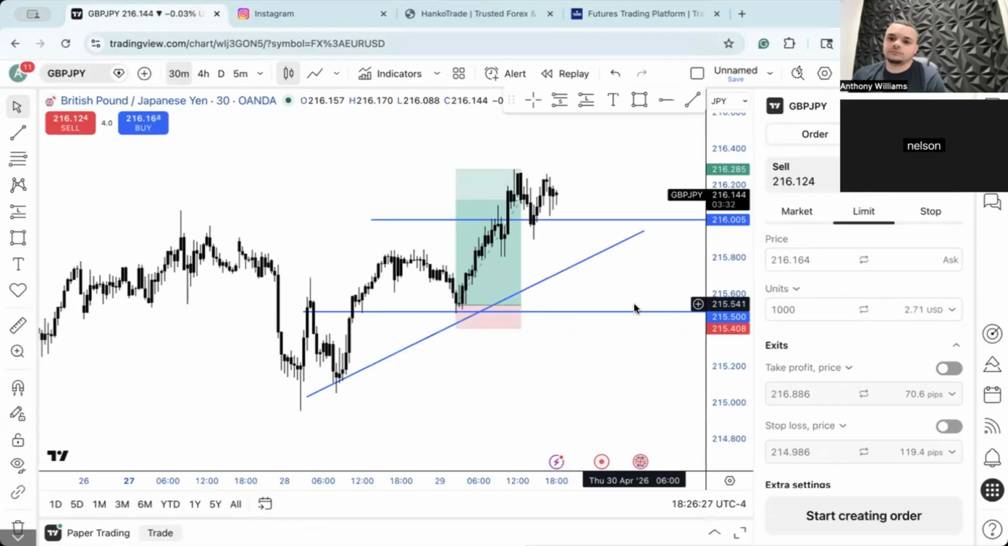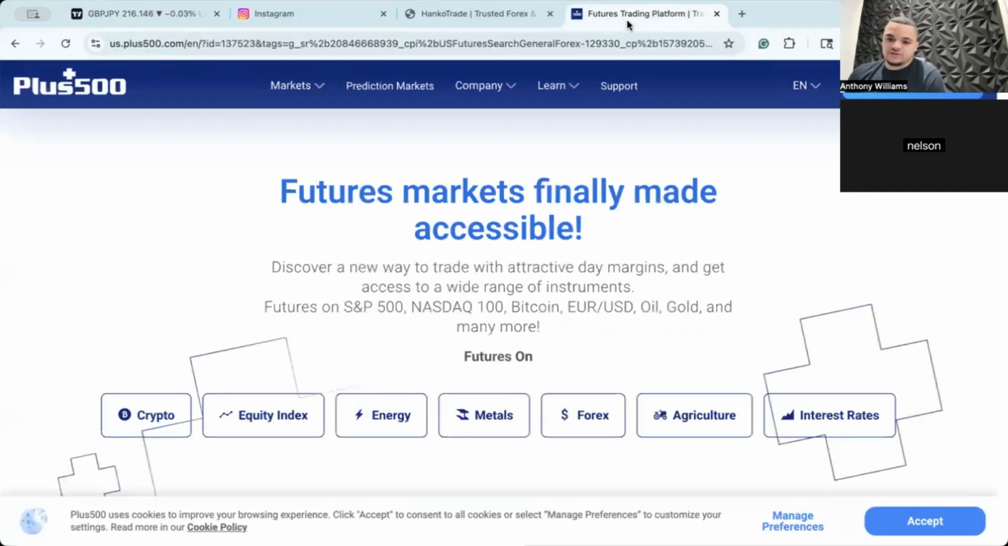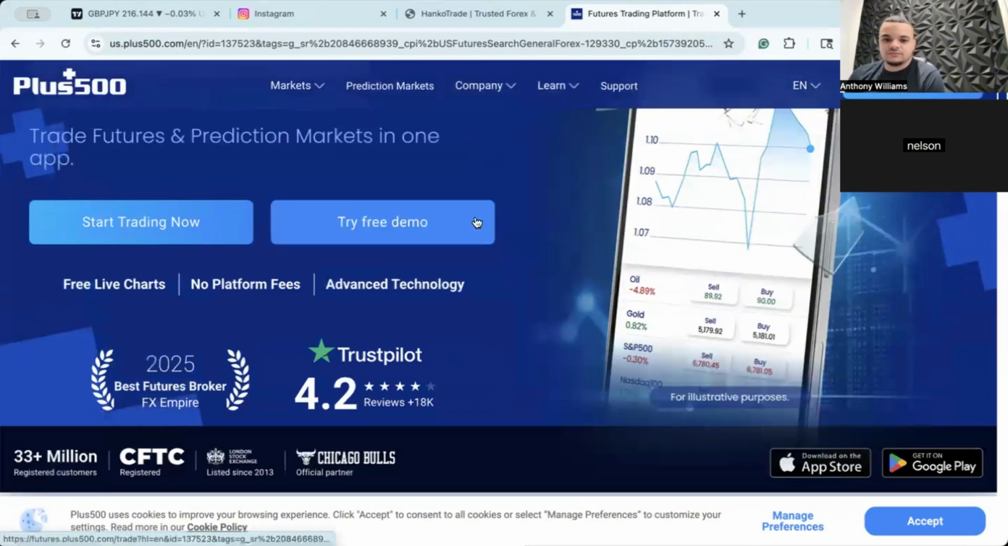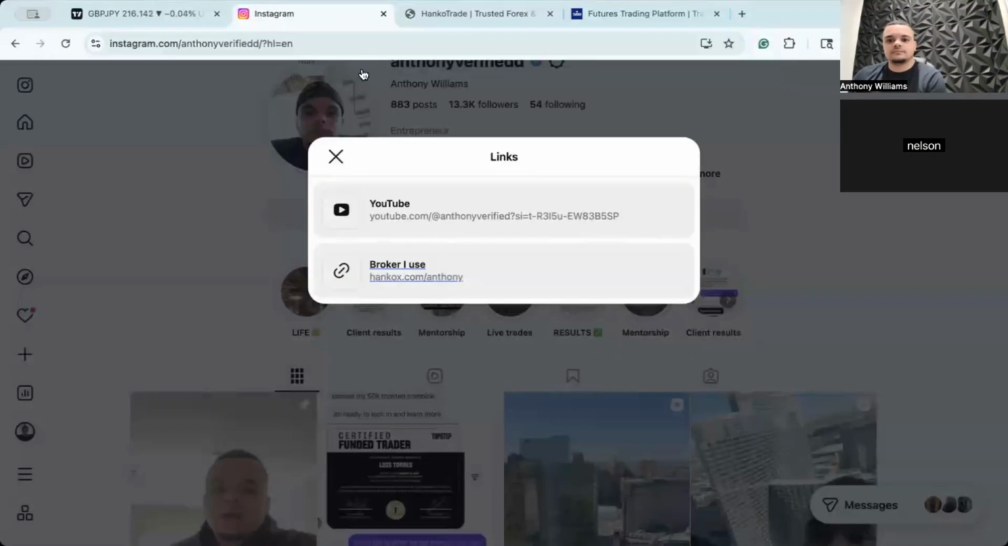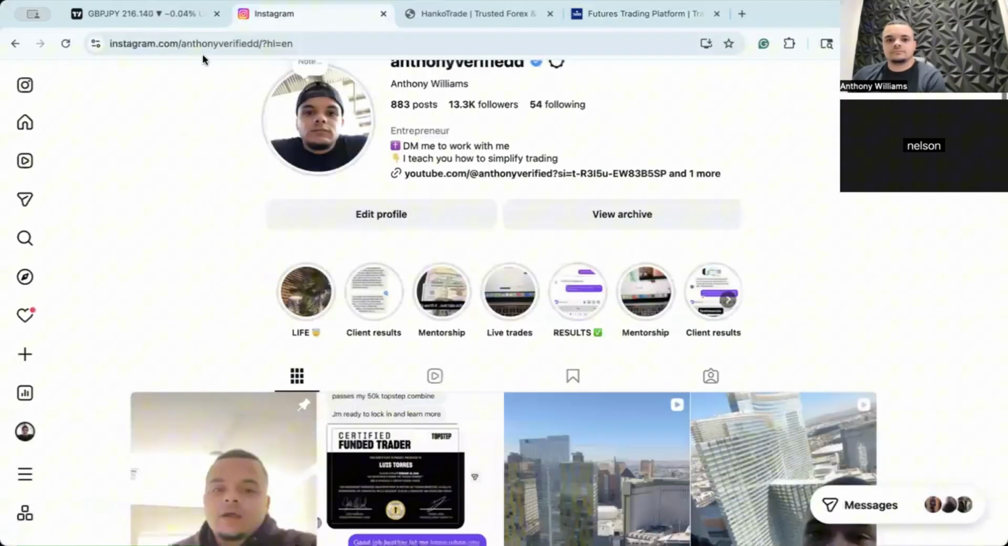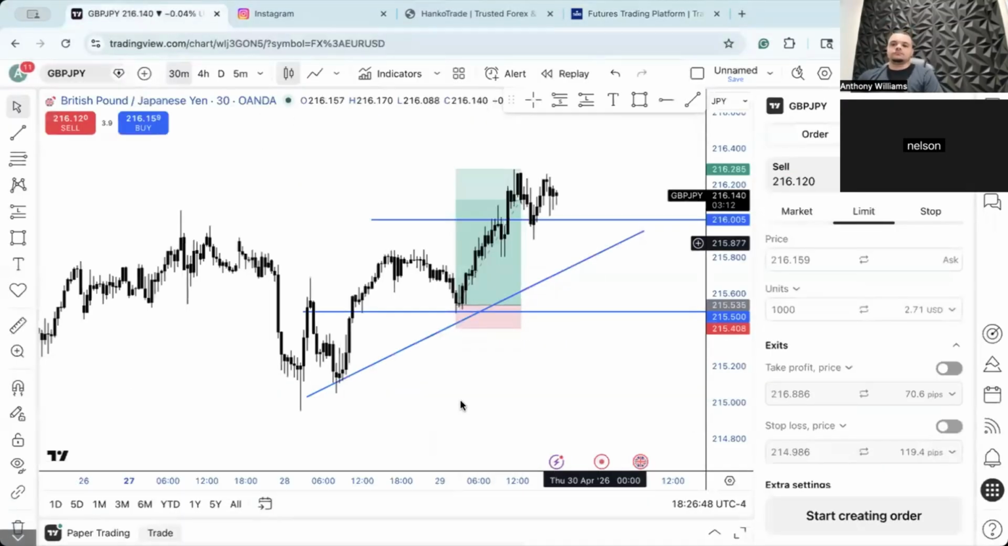I'm definitely gonna do the Hanko trade, like you said. And if you don't want to use Hanko, man, just trust me. Plus 500 if you don't, just in case. Okay. And it's pretty much the same thing that I'm looking at on TradingView. Yeah, it's all the same. It's just differently put on the website, but it's all the same.